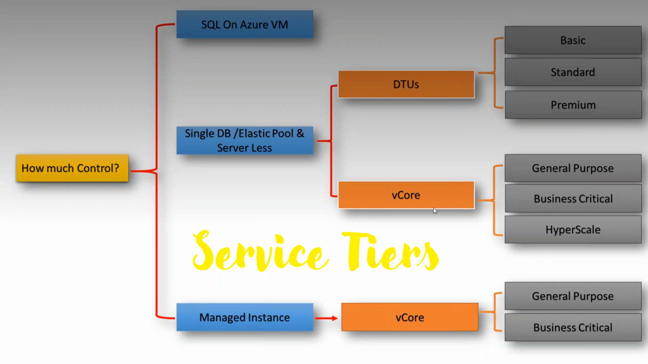So when you go for vCore in managed instance, we have only two. One is general purpose, one is business critical. Okay, let me go and see the service tiers, what the limitations are, how much the database size can be, and how many max vCores. Let me go and validate one.